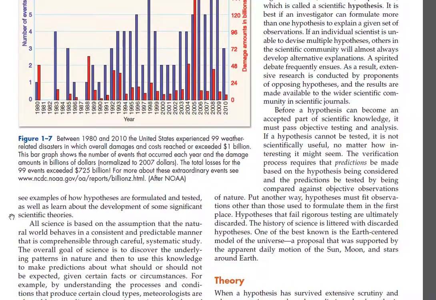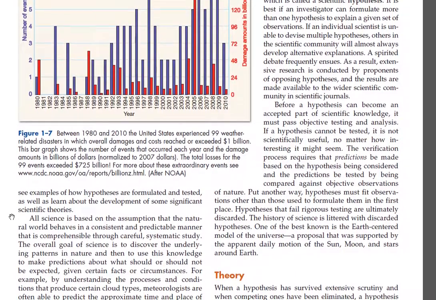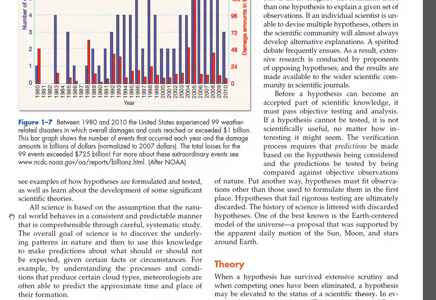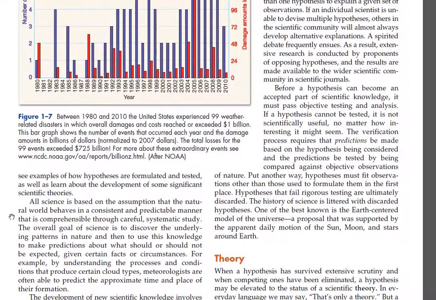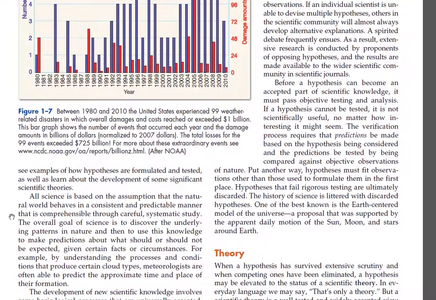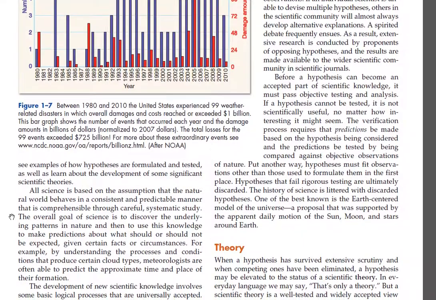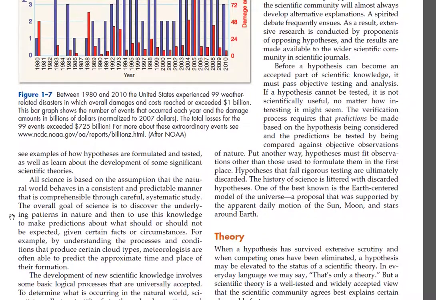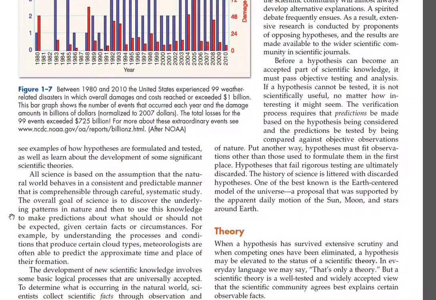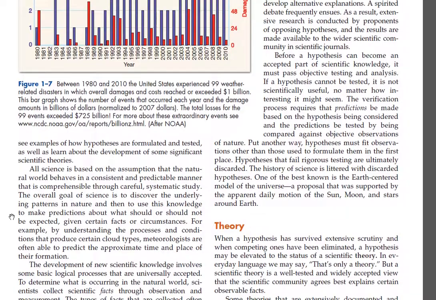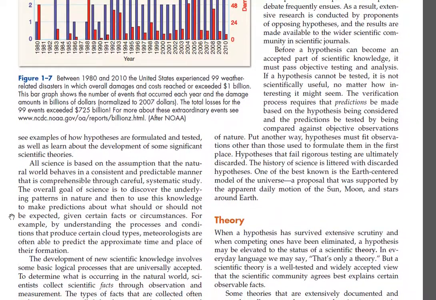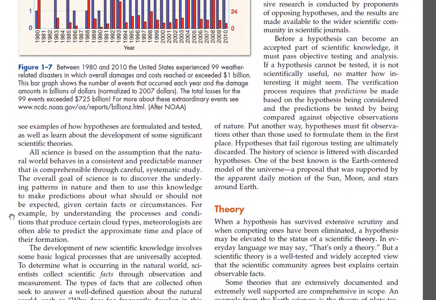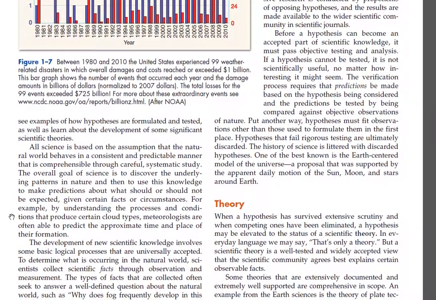All science is based on the assumption that the natural world behaves in a consistent and predictable manner that is comprehensible through careful, systematic study. The overall goal of science is to discover the underlying patterns in nature and then to use this knowledge to make predictions about what should or should not be expected, given certain facts or circumstances. For example, by understanding the processes and conditions that produce certain cloud types, meteorologists are often able to predict the approximate time and place of their formation.